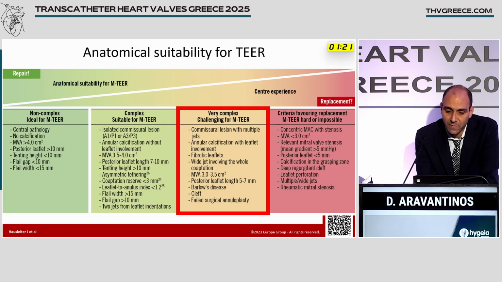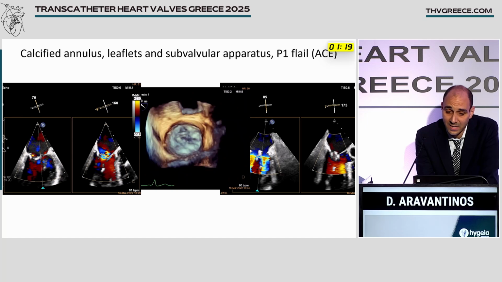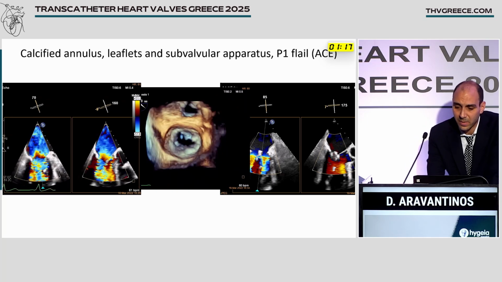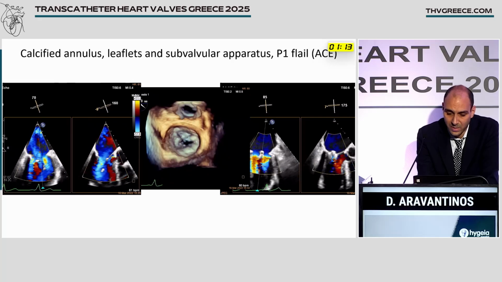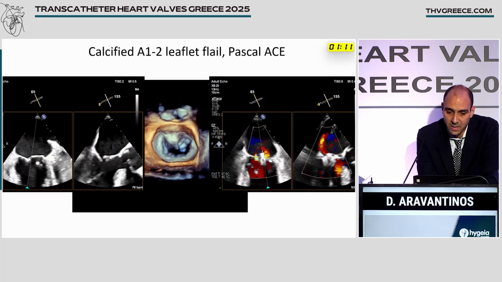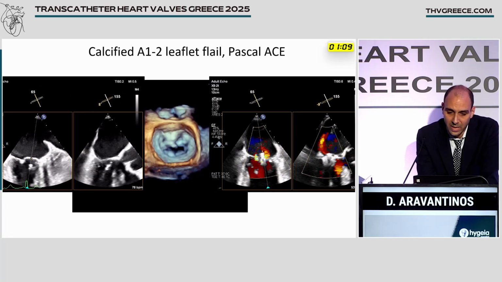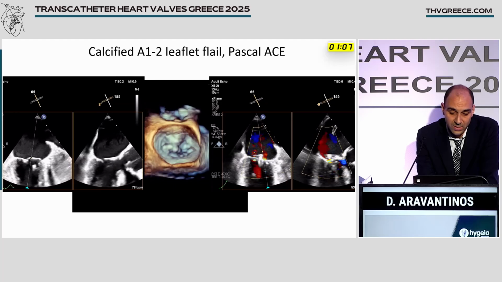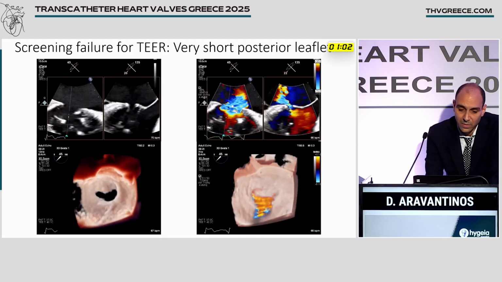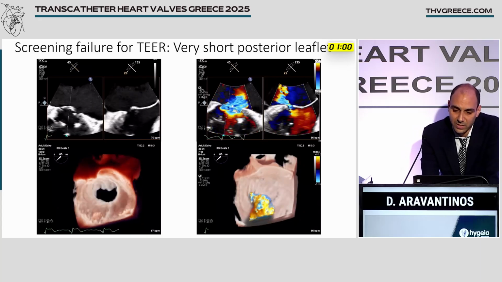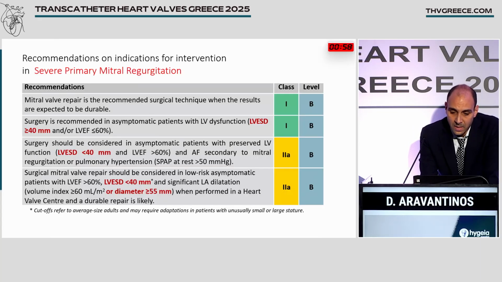And also we have very complex cases like calcified annulus, leaflet, and subvalvular apparatus. Here we have a P1 flail that was treated with a PASCAL ACE device. A calcified A1 and A2 leaflet flail was also treated with a PASCAL ACE device. And here we had a screening failure for TEER because of a very short posterior leaflet.